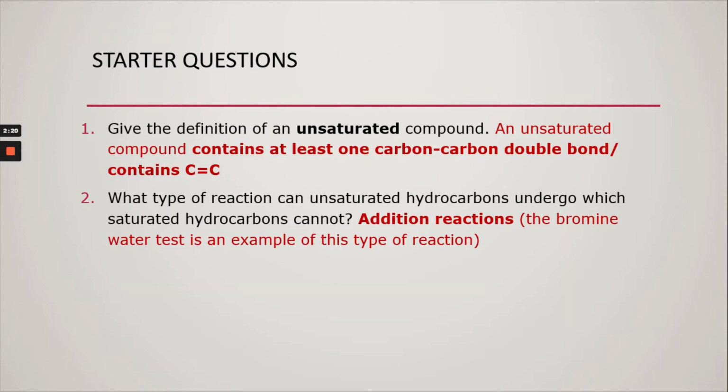Okay, and then I've kind of mentioned this, the type of reaction unsaturated hydrocarbons can undergo is addition reactions, and the bromine water test is an example of this type of reaction, so we can use an addition reaction to tell whether a hydrocarbon is saturated or unsaturated.